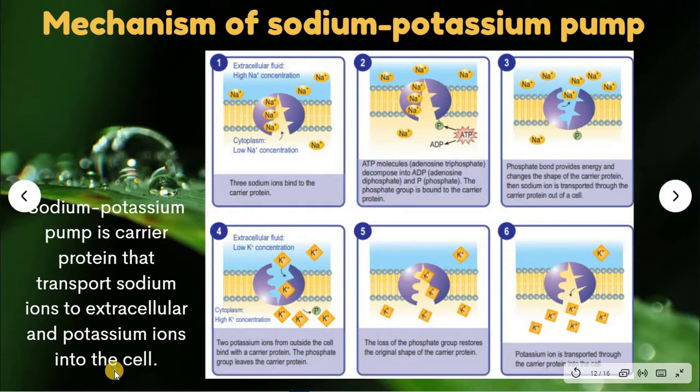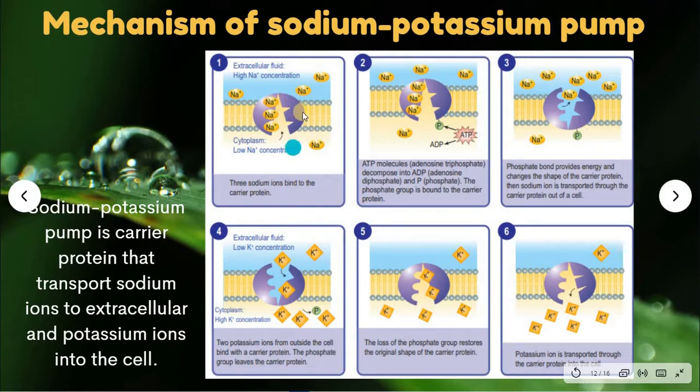So the sodium-potassium pump refers to the carrier protein that transports two types of ions. What are they? Sodium ions are transported to the extracellular, and second, potassium ions are transported into the cell. That is the sodium-potassium pump. Let's go to the mechanism. First, three sodium ions bind to the carrier protein.